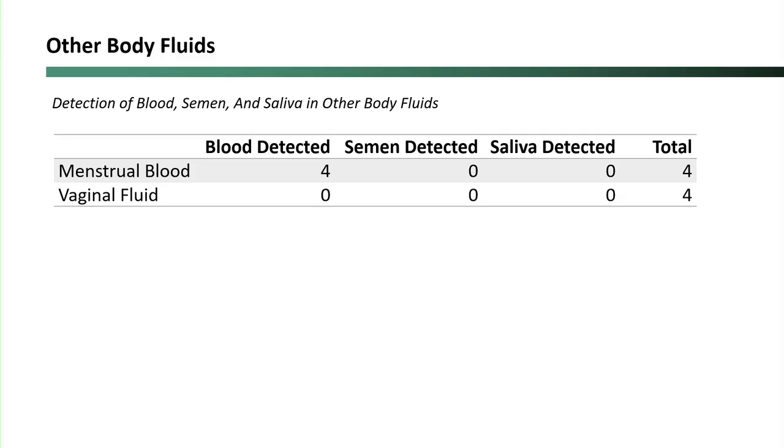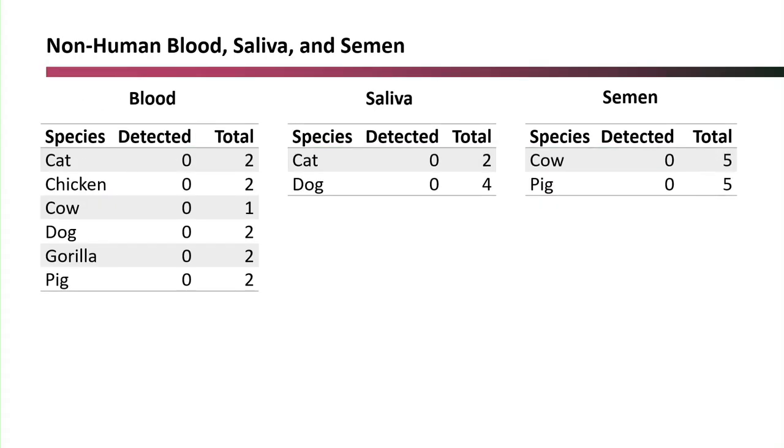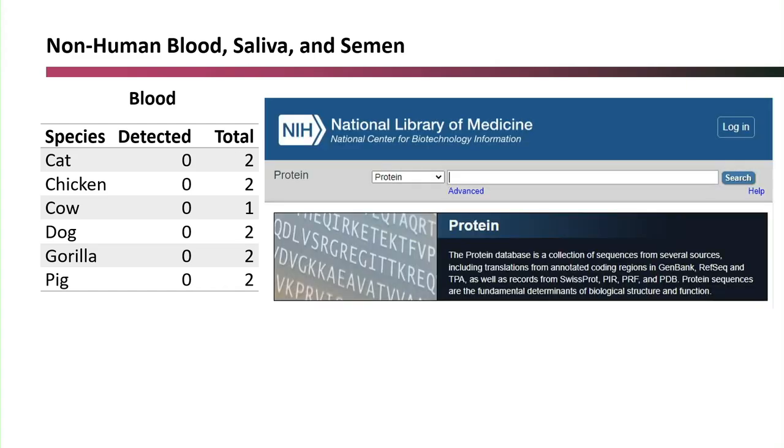We also tested menstrual blood and vaginal fluid, just to confirm a lack of any false positives. Of course, blood was detected in menstrual blood, but we didn't get a false positive for semen and saliva. Same with vaginal fluid, no detection of any of our body fluids. Similarly, for our non-human samples, we were able to test mostly pets and agricultural samples. We were also able to get a gorilla blood sample, so that was nice, a close relative of humans. But in all cases, even gorilla, you can see that column in the middle, it says detected, everything is 0. We didn't get any false positives from non-human samples.